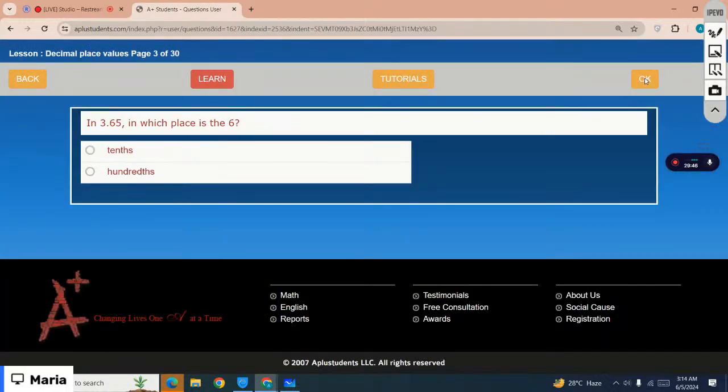In 3.65, in which place is the 6, which is the correct option? The correct option is, yes, 6 is at the 10th place. The correct option is 10th.